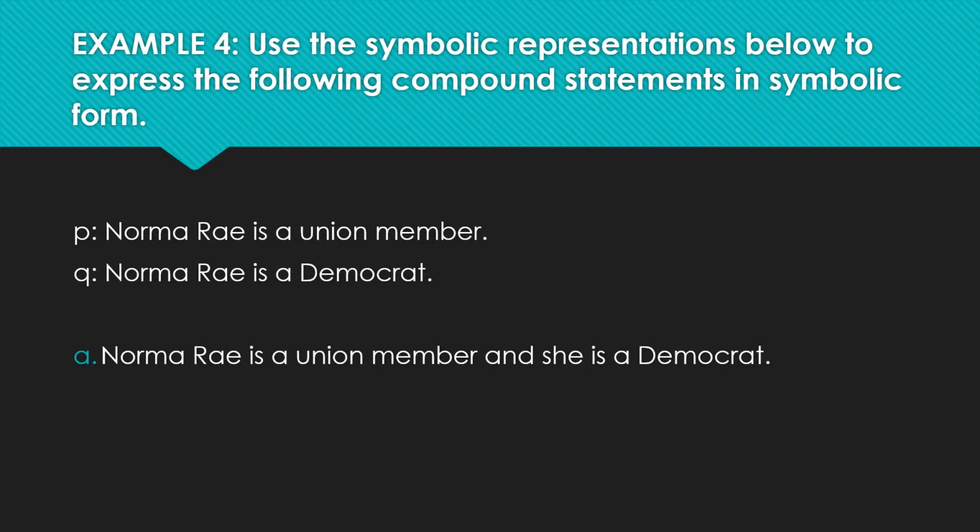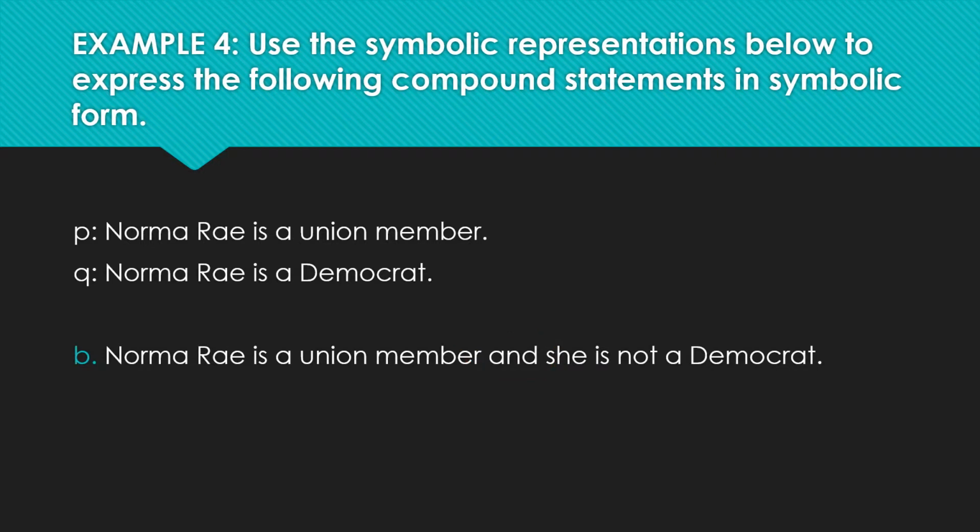The statement P is Norma Ray is a union member. The statement Q is Norma Ray is a Democrat. So here we have a sentence that says Norma Ray is a union member and she is a Democrat. We see that word and. That's going to be where we put our little caret symbol. The first part of that sentence, Norma Ray is a union member, that's P. And then we have our connecting word and, our conjunction. And then the statement she is a Democrat, which is Q. So in symbolic form, this is P, and then our little caret, Q.